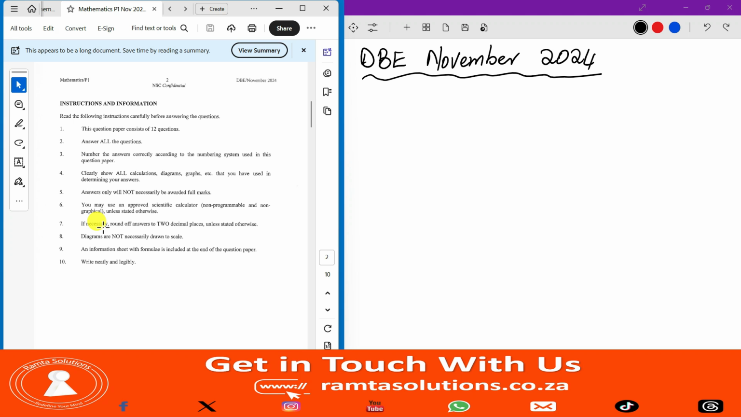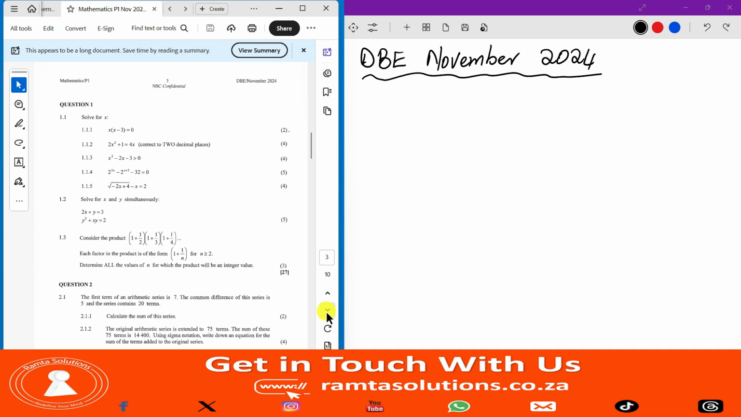And of course, if you happen to forget your formulas, instruction number 9 says an information sheet with formulas is included at the end of this question paper. And lastly, in as much as you are working for distinctions, also try to improve your handwriting. Let's try to have neat and legible handwriting. I know it is subjective, but let's try to improve that. I know that working on your handwriting is a very slow process, but try to improve it, of course, improving your pace as well. Okay, so we are looking at differentiation calculus.